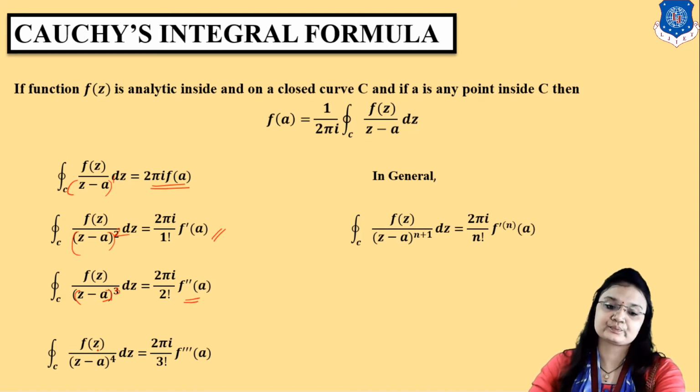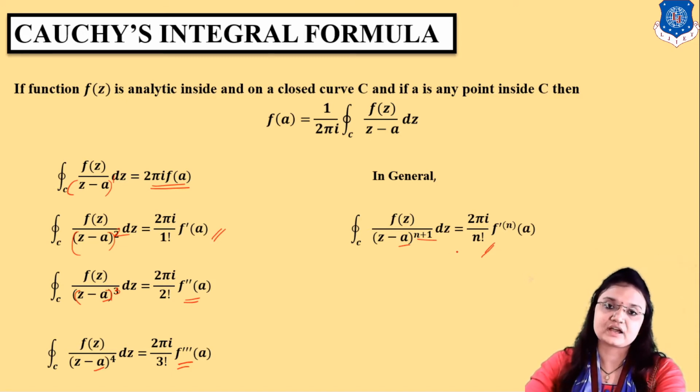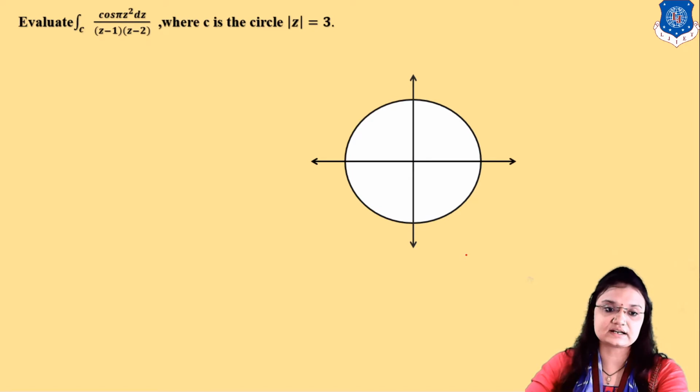And if we have a point that lies inside the circle C in fourth order, then we can use this formula. So in general, if we have a point which lies inside the circle C and its order is n plus 1, then we can use this formula, that is 2 pi i upon n factorial f to the n of a. In the previous lecture we have studied all about this. Let us take examples directly.